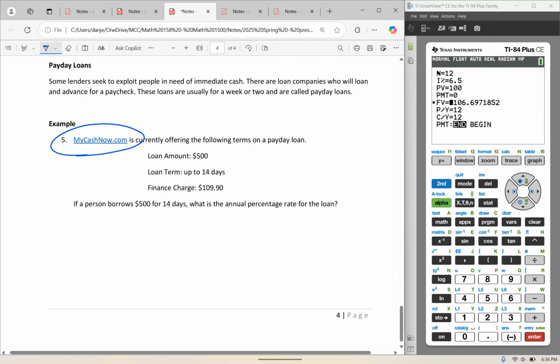I will loan you $500 for 2 weeks, 14 days, and I'll charge you a finance charge of $109.90. What's the annual percentage rate for the loan? Now, if I think about the formula, the PV is $500. The FV is $609.90 because the loaner is going to loan me $500 and I'm going to pay him back $609.90. He's investing $500 and getting $609.90 back.